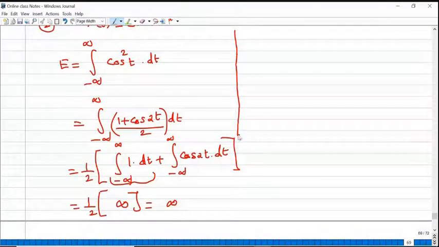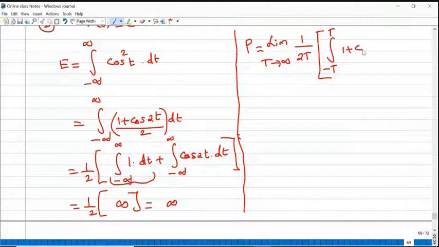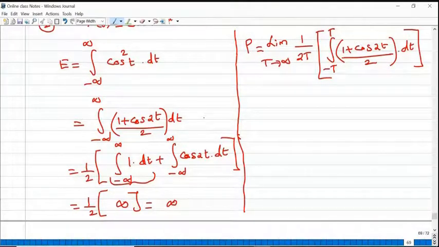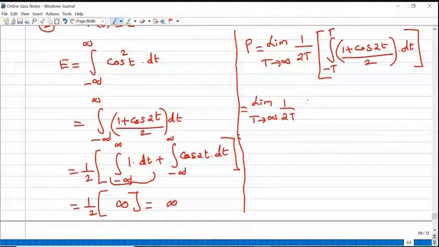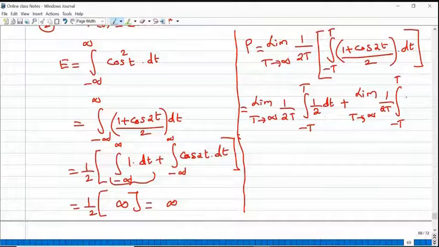Similarly, to find the power of the particular signal, limit T tends to infinity, 1 by 2T, integration from minus T to T of (1 plus cos 2t) by 2 dt. I'll split this expression: limit T tends to infinity 1 by 2T integral from minus T to T of 1 by 2 dt, plus limit T tends to infinity 1 by 2T integral from minus T to T of cos 2t by 2 dt.